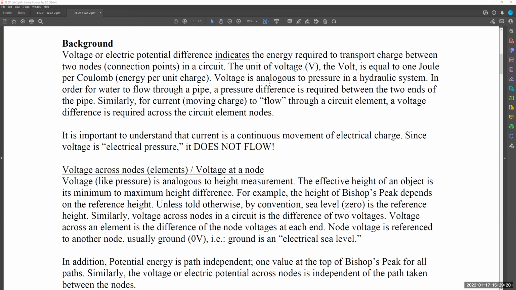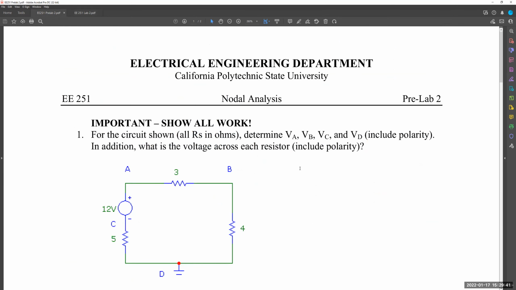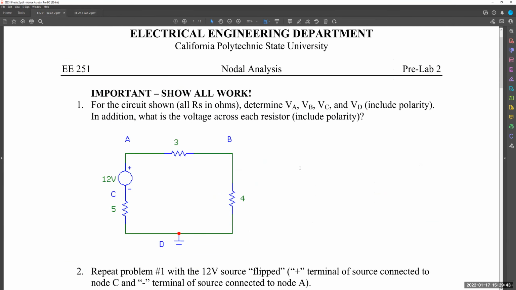Now, voltage, unlike current, does not flow. Current flows through a circuit or a conductor, but voltage does not flow. Voltage is the difference in potential between 2 points. The difference between the potential is what would make the current flow through a circuit. So let's look at the pre-lab questions. There are 6 questions in all.